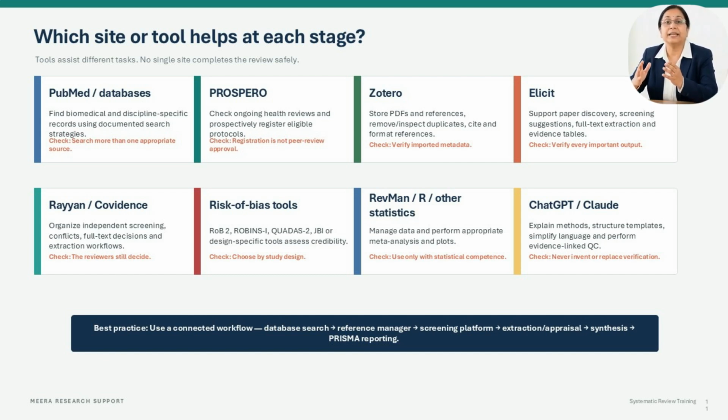Rayyan or Covidence organize review decisions and collaboration. Design-specific instruments support risk of bias assessment. RevMan or other statistical software may be used for meta-analysis. ChatGPT or Claude can help explain methods, organize templates, simplify language, and audit a verified evidence pack. No tool should be asked to independently decide the final evidence base and write an unchecked manuscript.